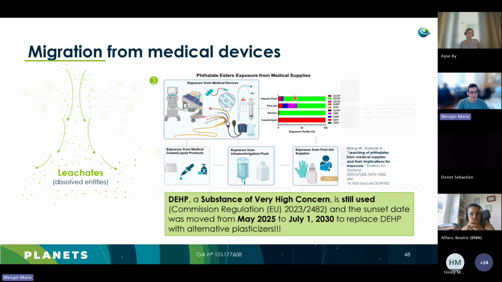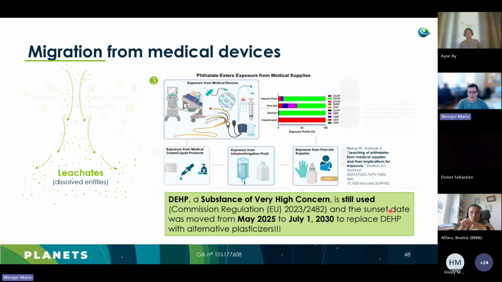And what is super prominent here is DEHP, which is a phthalate, and it is already registered as a substance of very high concern because it's potentially carcinogenic and also leads to endocrine disruption. So it has endocrine disruptive potential, but it is still used for medical devices, even if it's banned for other product categories.